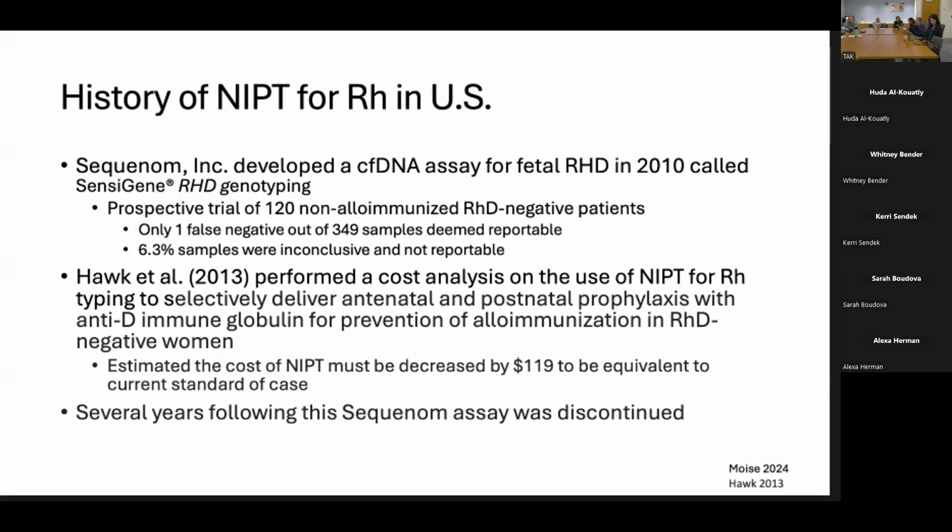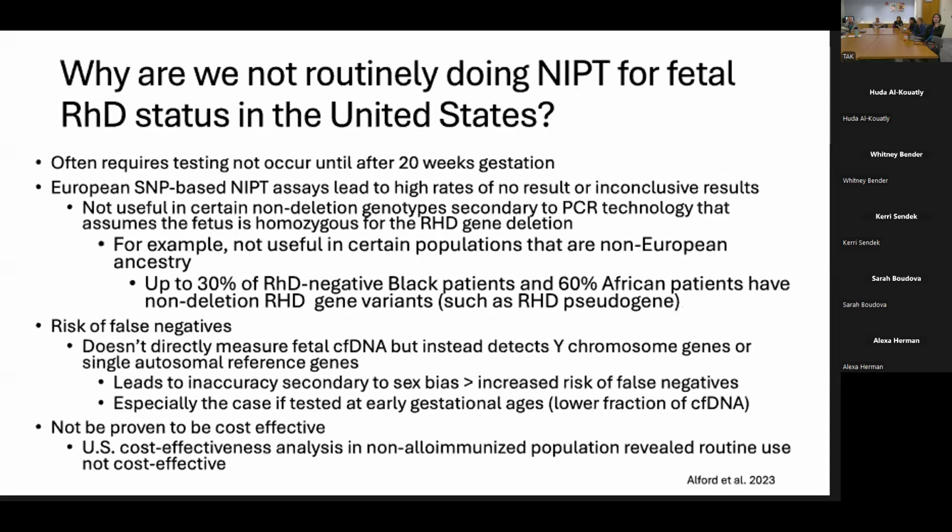However, in 2013, there was a cost analysis on the use of this for RH typing. They were looking at selectively delivering antenatal and postnatal prophylaxis with RHIG for prevention of alloimmunization in RHD negative women. And they estimated that the cost of this assay or test would need to be decreased by $119 to be equivalent to the current standard of giving RhoGAM. And so several years later, the assay was discontinued, and there was never really an uptake of it, and we didn't do it. So why are we not doing it?